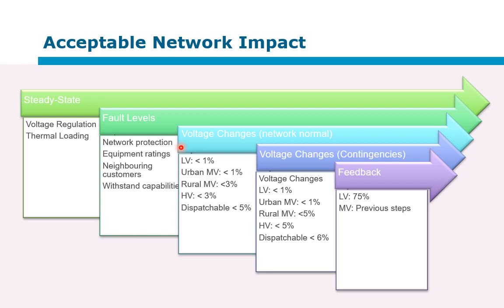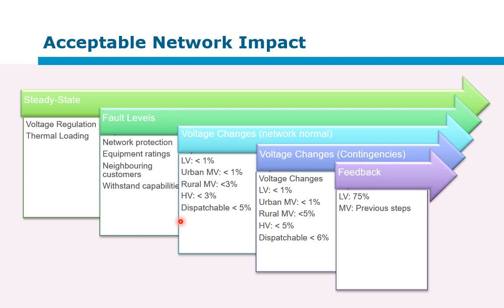In rural medium voltage systems and HV, these generators are more dispersed and further apart, and the impacts of voltage changes from any single generator would start to cancel out, and therefore a higher voltage change is accepted. For dispatchable generators, that can go up to 5% because the risks of fluctuating power output is much less. These are based on international guidelines and implementations and was also used by Eskom.